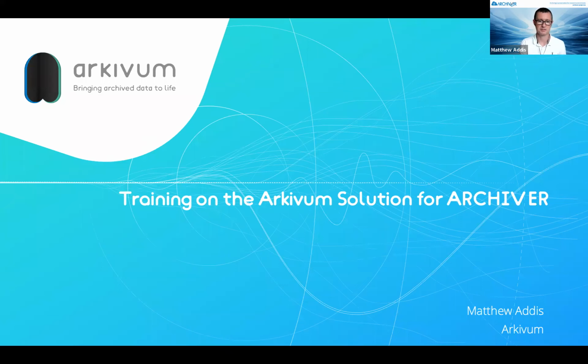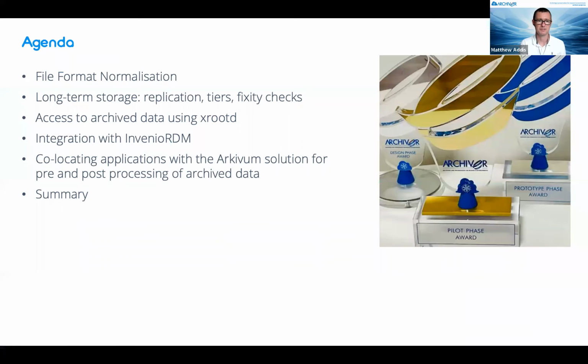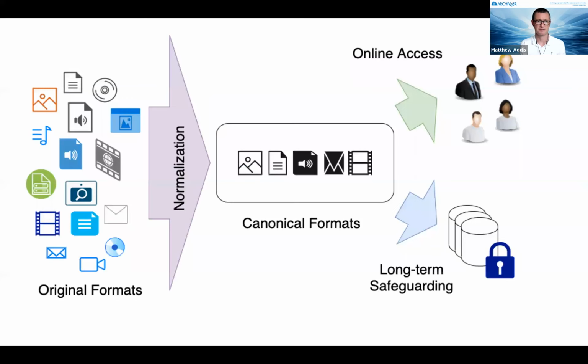So in this section, I'm going to go into a bit of detail about some of the more advanced parts of the solution. So for example, file format normalization, things like being able to control long-term storage, things like replication, tiers of storage, and so on. And then I'll talk about support for FAIR data and processing data using applications, for example, co-locating scientific data applications with the ARKIVUM solution. So first up, file format conversions.